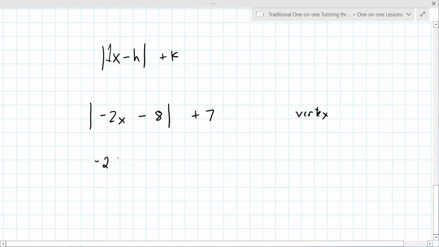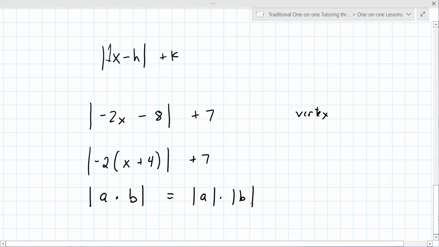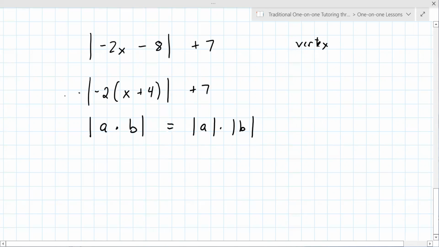Well, you're going to factor out negative 2, whatever this number is, from both of these, like this. So that negative 2 comes out. If you distribute it in, you get back to minus 2x minus 8. Okay, so why did I do that? Well, there's this property that says if you have the absolute value of A times B, this equals the absolute value of A times the absolute value of B. So why does that matter here? So this line right here becomes the absolute value of negative 2 times the absolute value of x plus 4. Basically, if there's a product, which is what that is, you can separate it out.